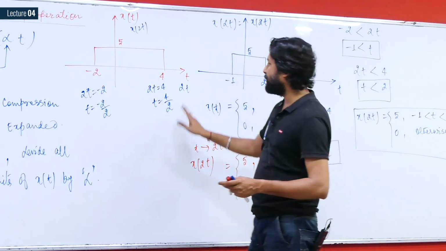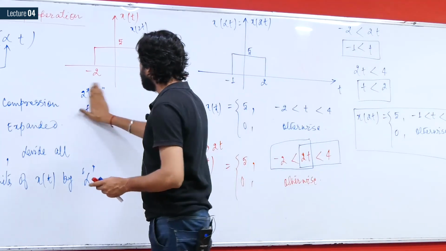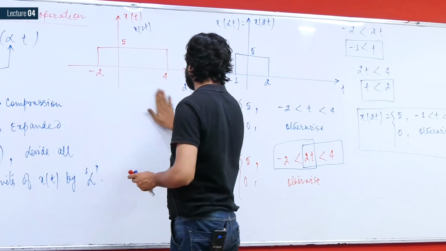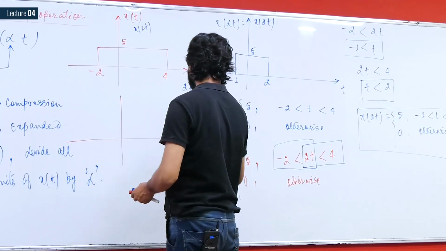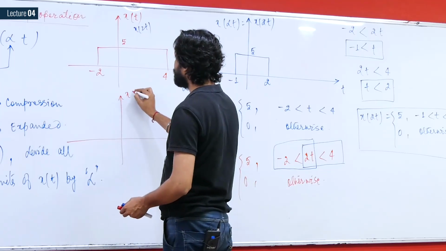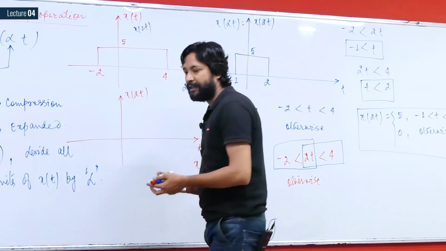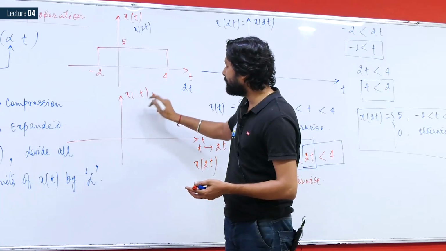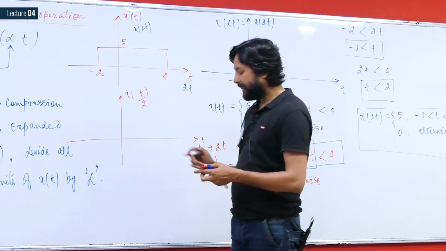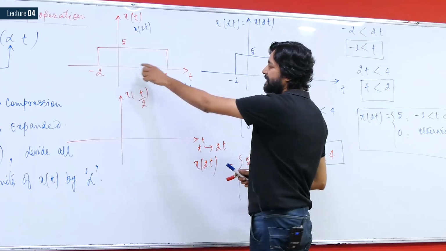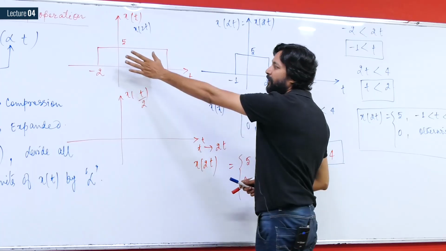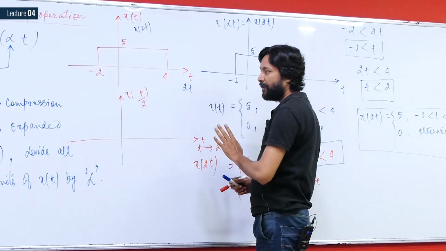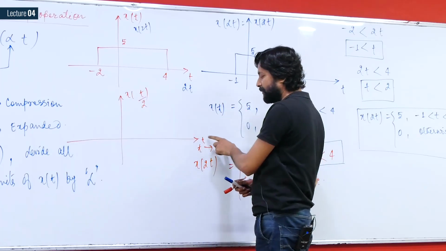Similarly, for this given signal x of t, suppose you have to plot x of t by 2 with respect to t. Again you know that if you replace t by t by 2 here, then the plot will be the same. But now you want to plot x of t by 2 with respect to t only.